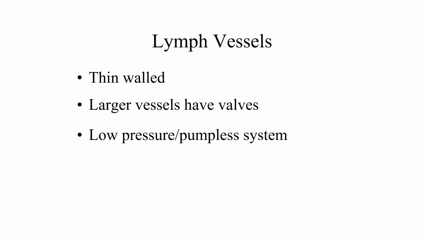So lymph vessels are thin-walled. The larger ones do have valves, and they are a low pressure and pumpless system. So whereas the cardiovascular system is sometimes called the circulatory system because fluids circulate around the body, this is actually not a circulatory system. We are not circulating lymph around the body. Instead, these vessels are closed-in, and that means that they are traveling with fluids in one direction only, and that is back toward the heart.